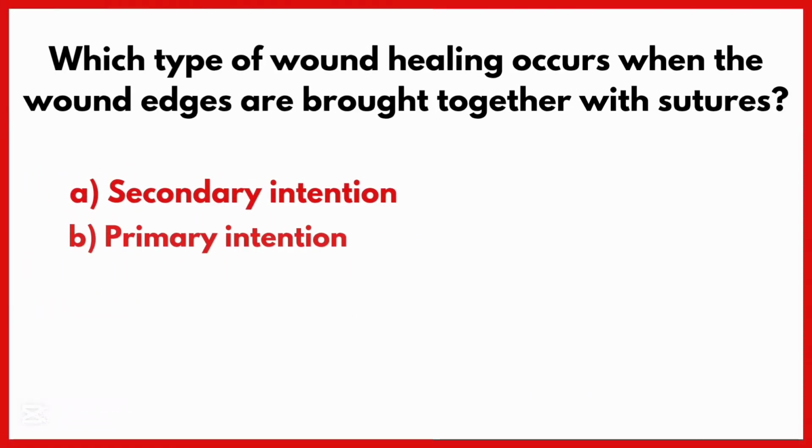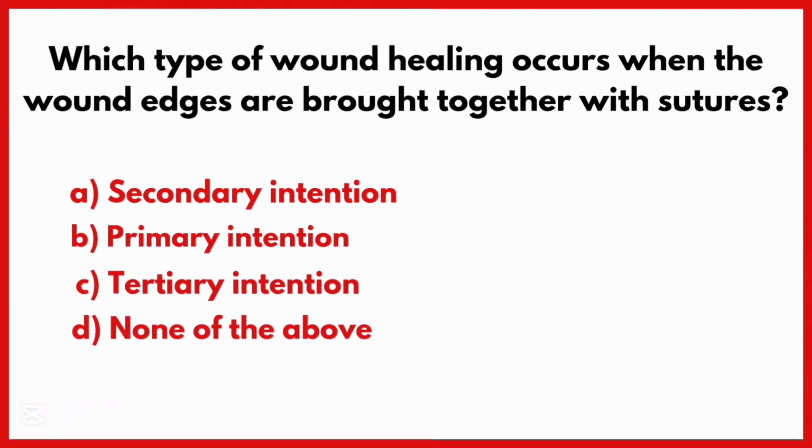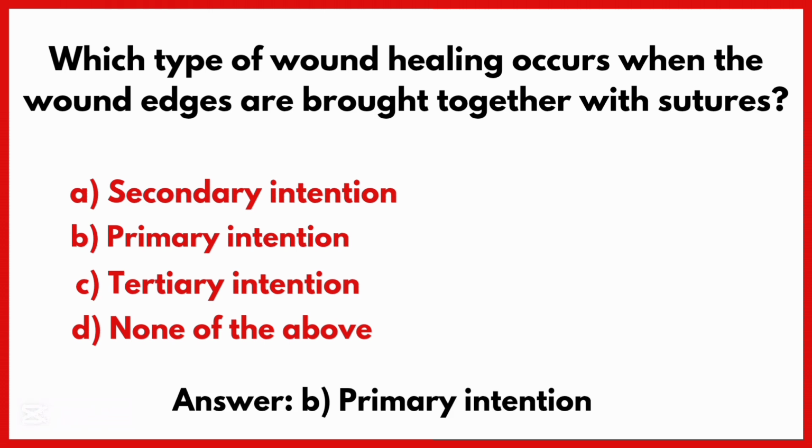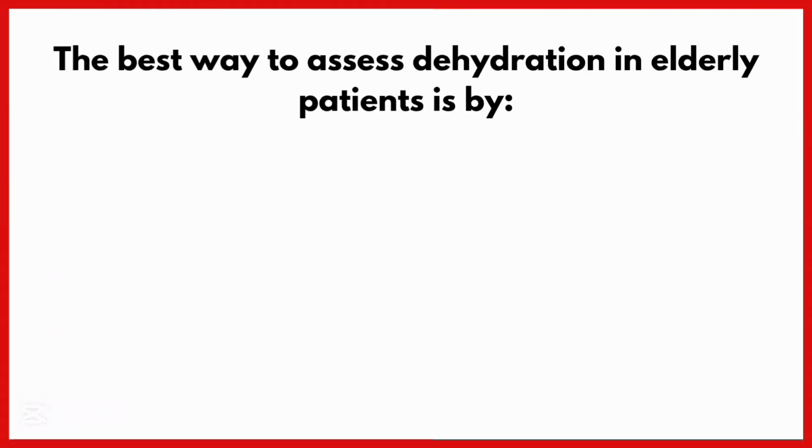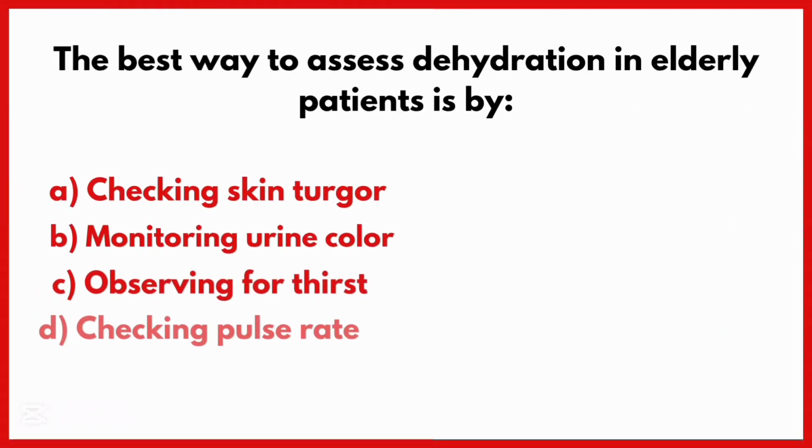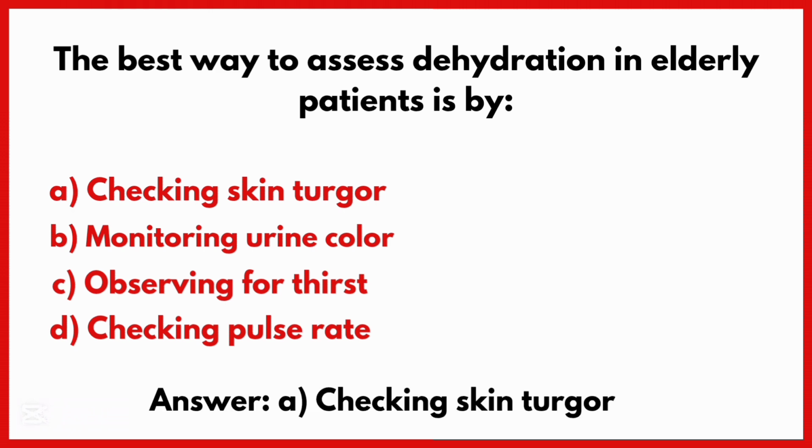Which type of wound healing occurs when the wound edges are brought together with sutures? Correct answer is option B, primary intention. The best way to assess dehydration in elderly patients is by. Correct answer is option A, checking skin turgor.